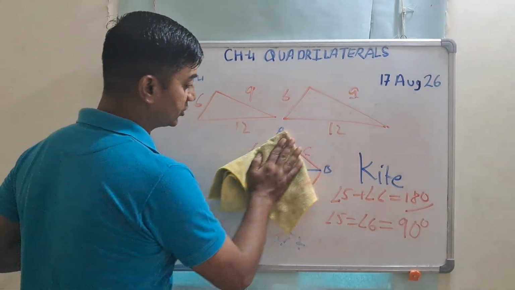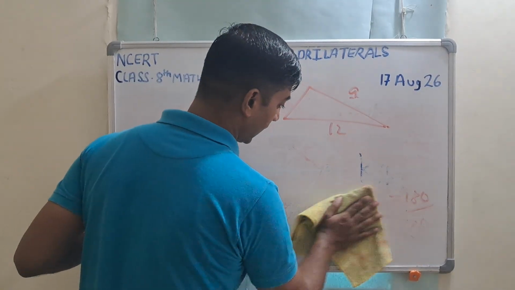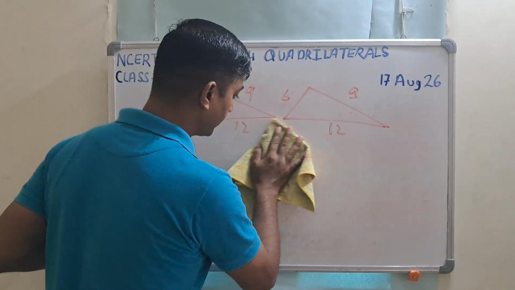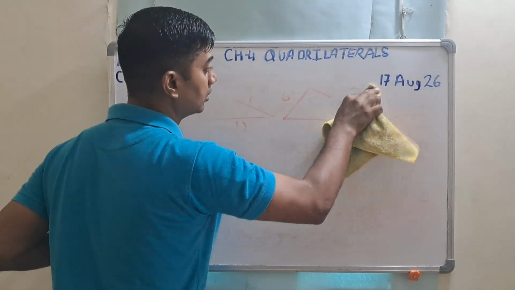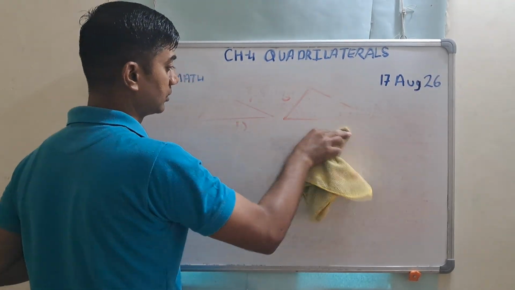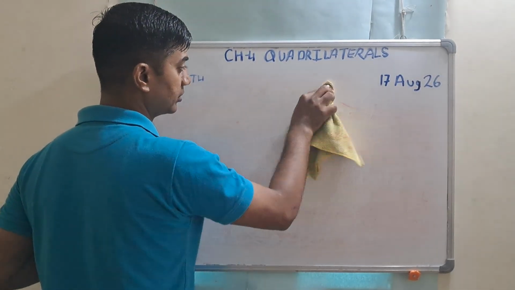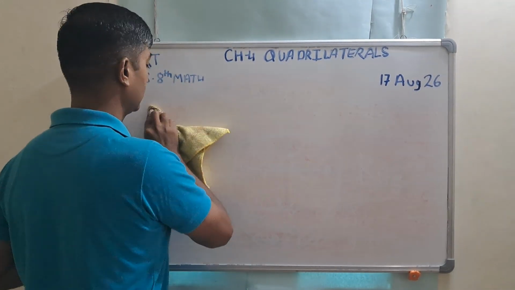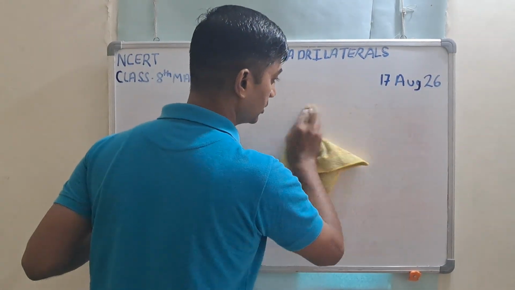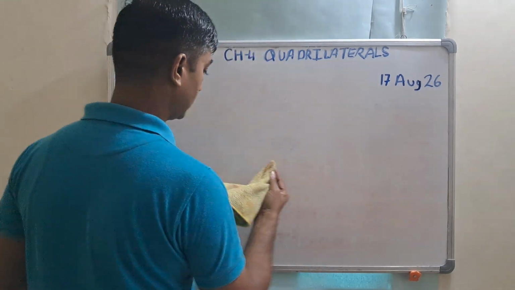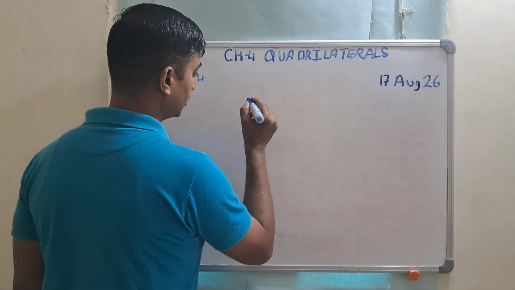Now we will move to the next topic, that is another type of quadrilateral and the last type of quadrilateral in this chapter which we will study, and that is trapezium. Now see what is trapezium.